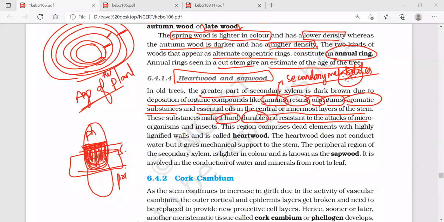Listen. This region comprises dead elements with highly lignified walls and is called hardwood.